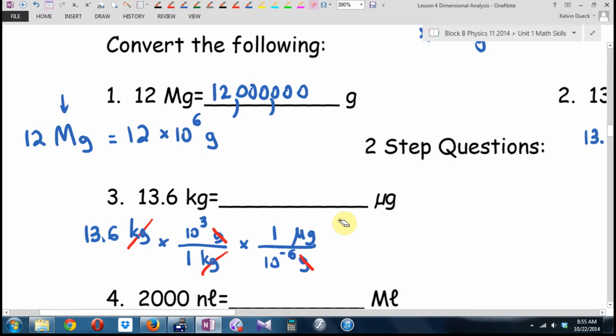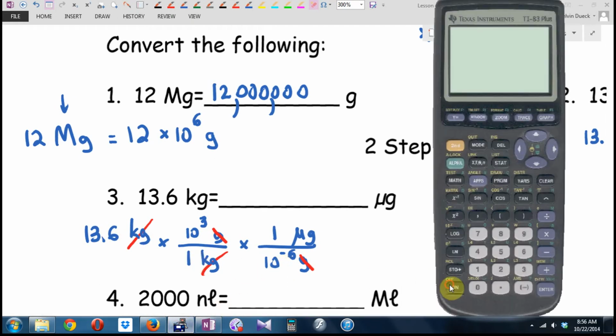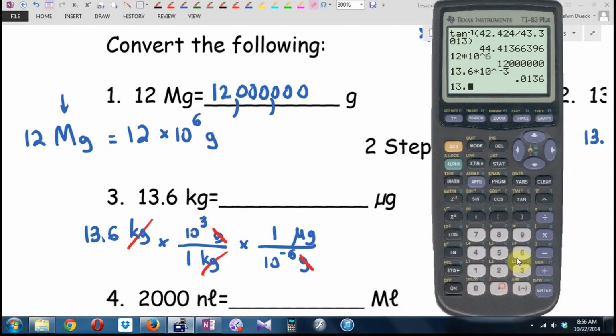Now, how am I going to type this in my calculator? Anything on the top, I times. Anything on the bottom, I divide. It's going to be 13.6 times 10 to the third times 1 divided by 1. If I times or divide by 1, does that make a difference at all? So don't bother typing that, but I'll usually write it. Divided by 10 to the negative 6. On my calculator, it's going to look like this: 13.6 times 10 to the third divided by 10 to the negative 6. Try typing that on your calculator, please.